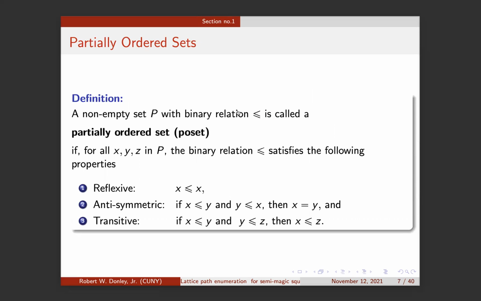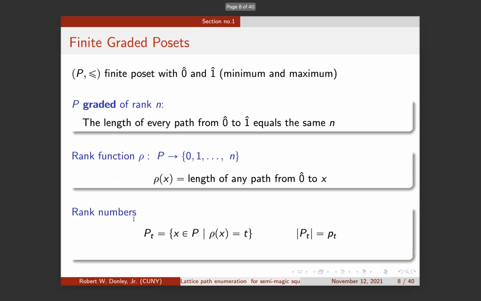Just to get out the basic definitions, we're interested in partially ordered sets. Here we'll use P for our partially ordered set, and our relation will be given by less than or equals. We have our three usual relations. In particular, I'm interested in finite graded posets with a minimum and a maximum. What graded means, as we'll see in the pictures of Hasse diagrams, is that your elements are in nice levels and there are links from one level to the next. You can't jump a level.